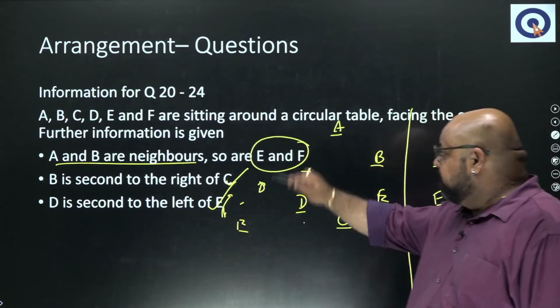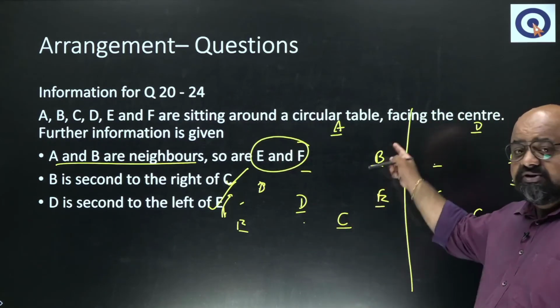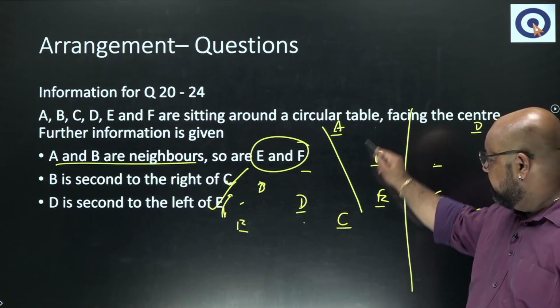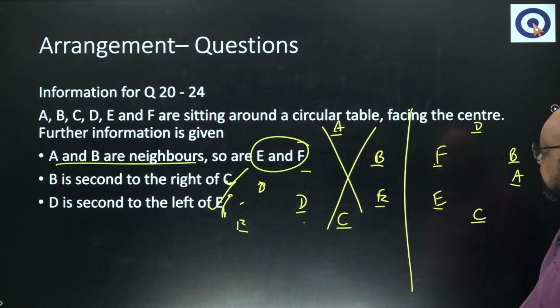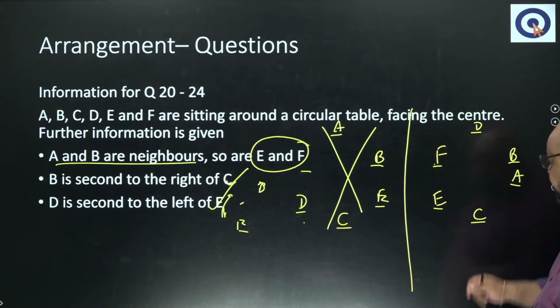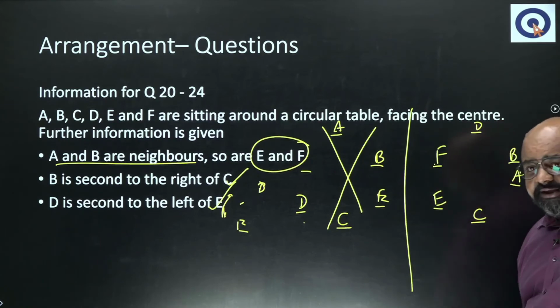Lastly, E and F are neighbors. Both the positions close to E are taken, not possible. E and F are neighbors. So this is the arrangement that I get: B, A, C, E, F, D.